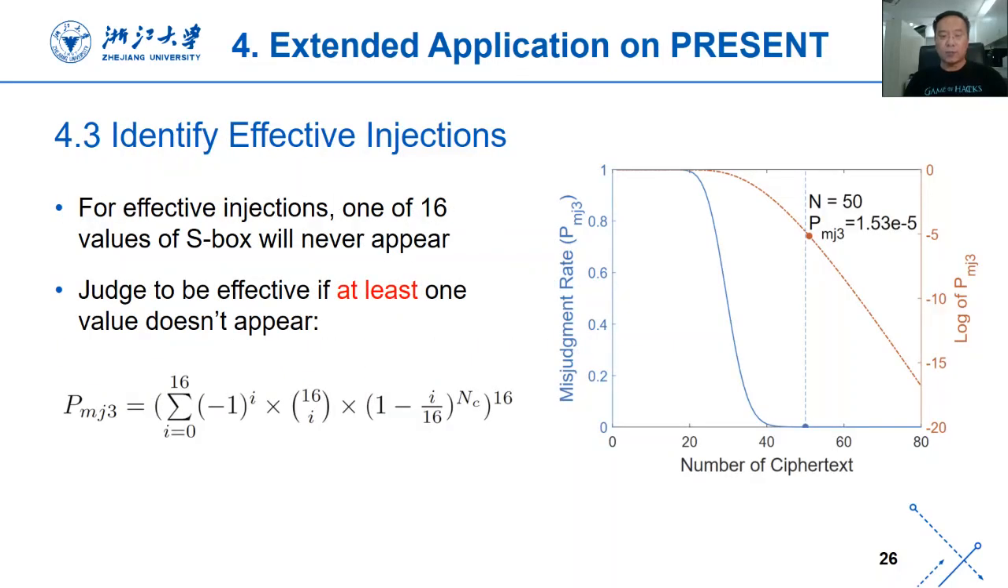Since the S-box only has 16 output values, and one of them will disappear if the injection is effective, we can collect some ciphertexts to see if there are only 15 output values. If yes, we believe that the injection is effective. Oh, quite simple. Similarly, there could be some misjudgment, but the rate is proved to be very, very low.